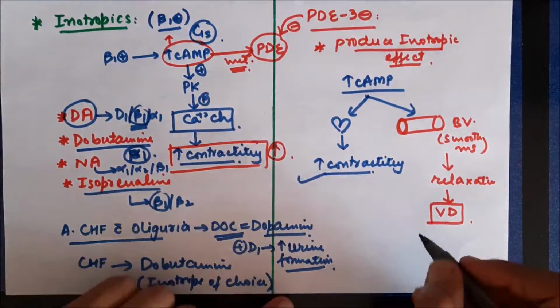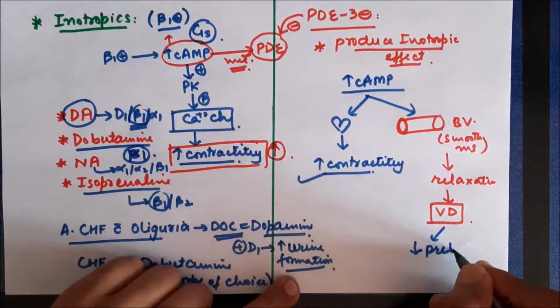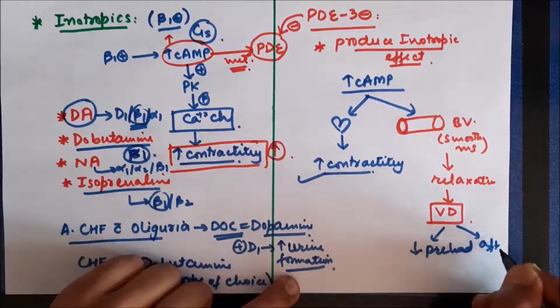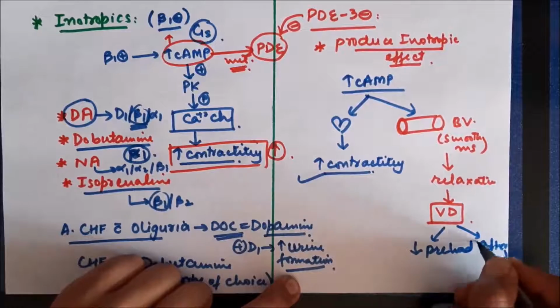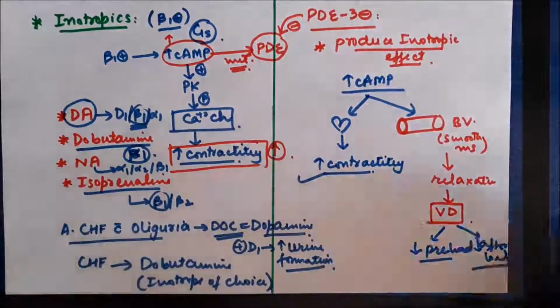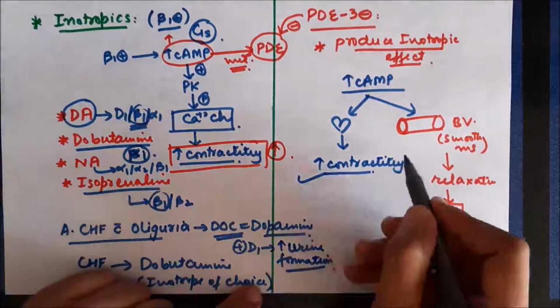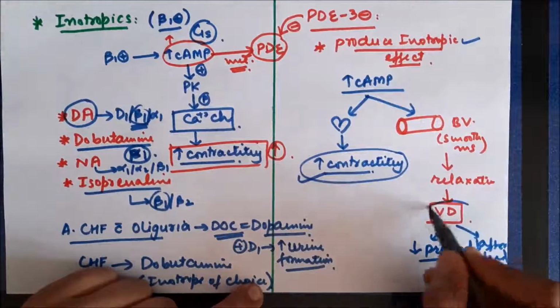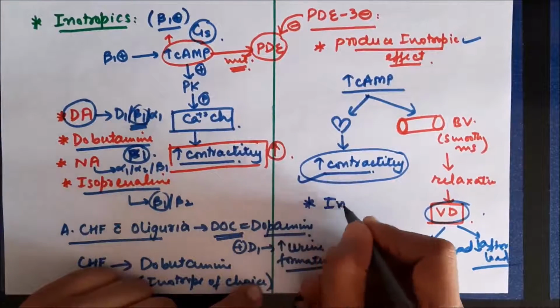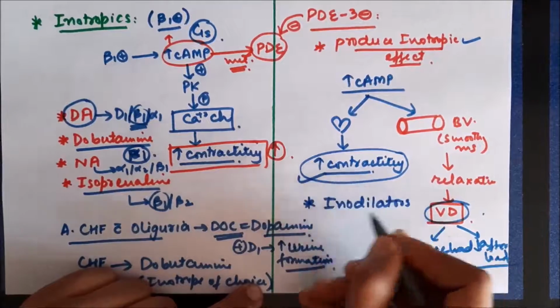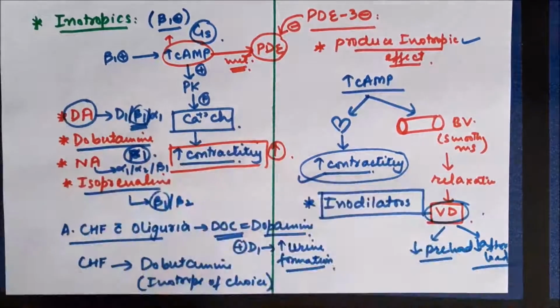Therefore, this class of drugs increase contractility of the heart, and they also cause vasodilation, which decreases preload and afterload of the heart. So because of inotropic effect as well as vasodilatory action, this class of drugs is called inodilators. This is a very important class of drugs called inodilators. They produce inotropic effect as well as they are vasodilatory in action.